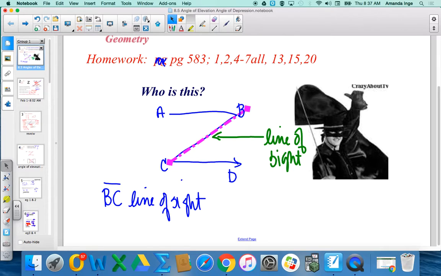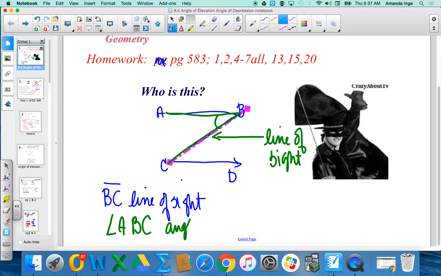All right. So then we have this angle, which is angle A, B, C. And if you're standing on this angle, are you looking down or are you looking up? Down. So it's an angle of depression. See how it goes down? So that's angle A, B, C, or we might call it angle 1.